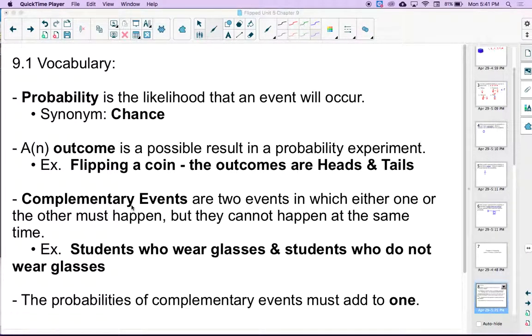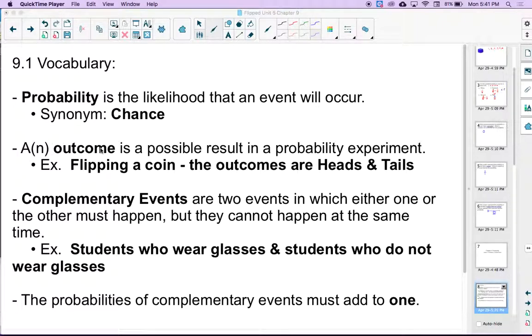Some vocab first. Any words in bold are the words that you need to fill in your notes. So first, probability is the likelihood that an event will occur. Likelihood is that key word there. It's likelihood that an event will occur. Synonym for probability is chance.